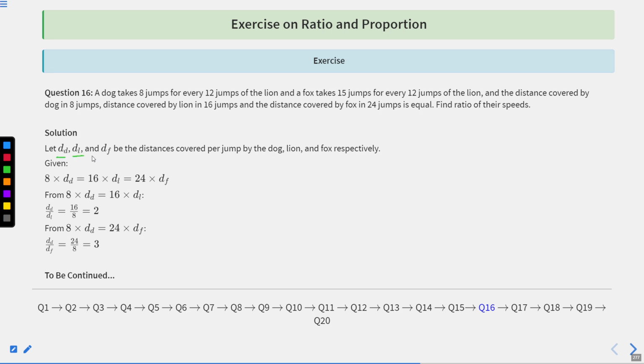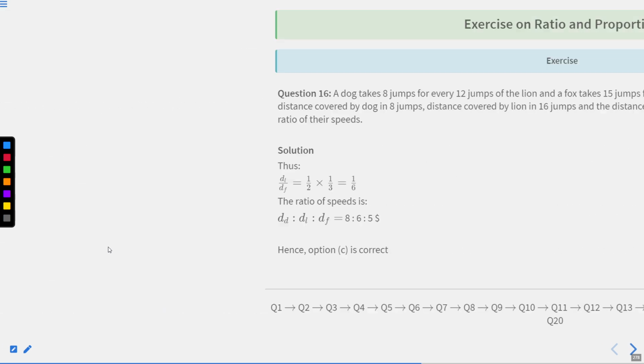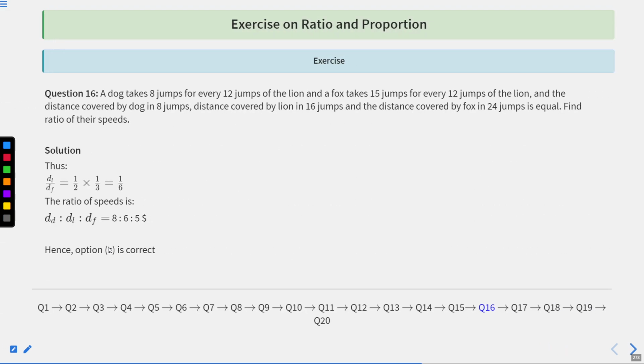Let DD, DL and DF be the distance covered per jump by the dog, lion and fox respectively. So the given 8 times DD is equal to 16 times DL equal to 24 times DF. From 8 times DD equal to 16 times DL, we can say DD upon DL is equal to 2. And from 8 times DD equal to 24 times DF, we can say DD upon DF is equal to 3. So this much information we can draw from the question.